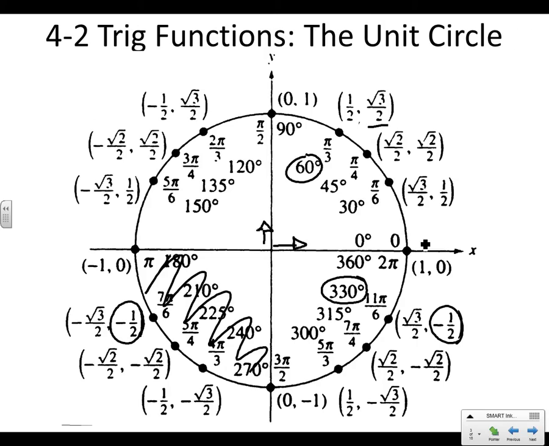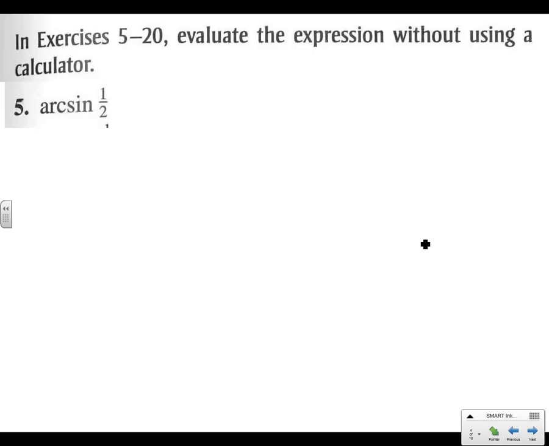All right, if you went over here and you said the arcsine of 1/2 is 30 degrees, you are 100% correct. It's the place, the angle, where the y value is 1/2, and that happens to be 30 degrees.